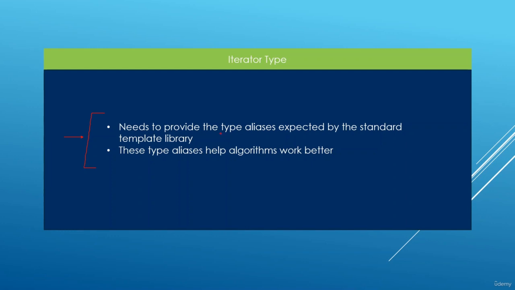Your iterator class is going to need to provide type aliases that are expected by the standard library. This is something I found out the hard way through experimentation when I was learning how to provide my own iterators for my own containers. I am going to show these things to you here. These type aliases are going to help our algorithms work better. For example, the algorithms can look at these type aliases to know if we have the kind of iterators that are needed by these algorithms.